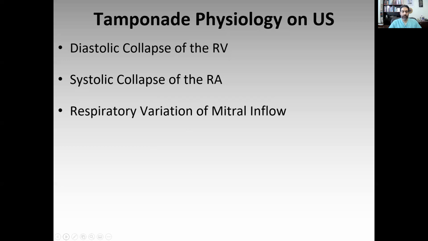We're going to go on to a third modality here, which is a Doppler modality, and that is the identification of mitral inflow variation. Now, all these things are clues on echo that lead to the diagnosis of tamponade. And if you start from top to bottom, which we'll get into, the stuff on the top is more specific, and you get more sensitive and less specific as you go down.